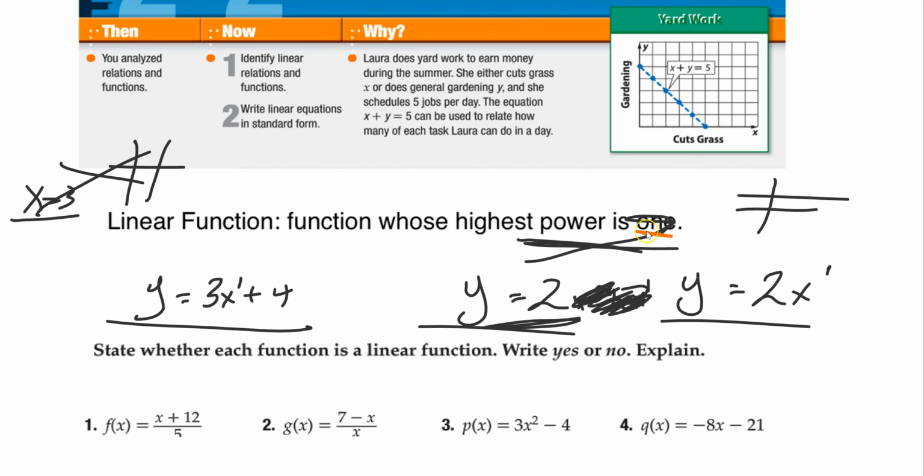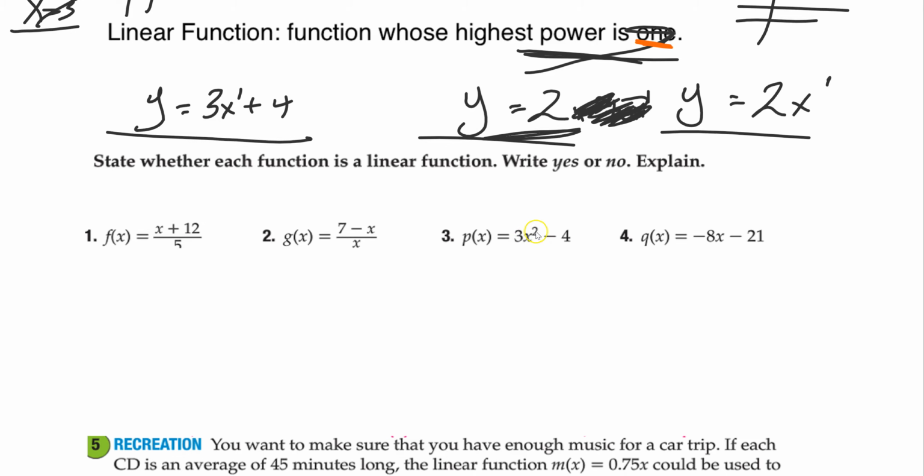I didn't mean to cross that out. Anyway, real quickly, let's do some examples. Here we could break this up to make it a little easier. This is x over 5 plus 12 over 5. Or if you want, 1/5 x plus 12 over 5. And yes, it's a linear function, the highest power is 1. So yes.